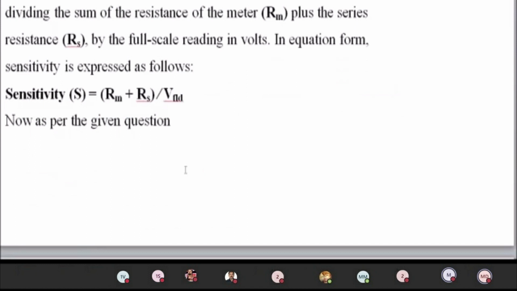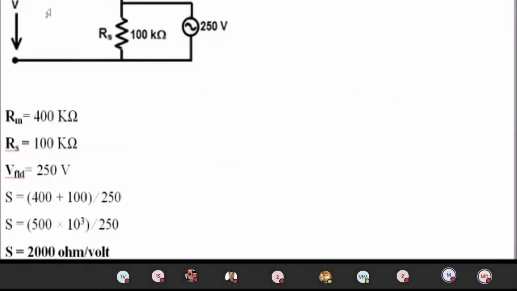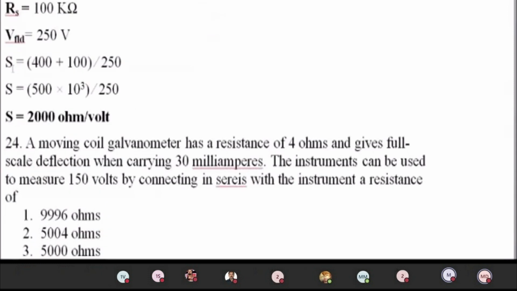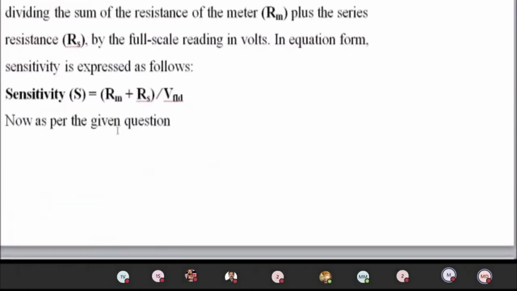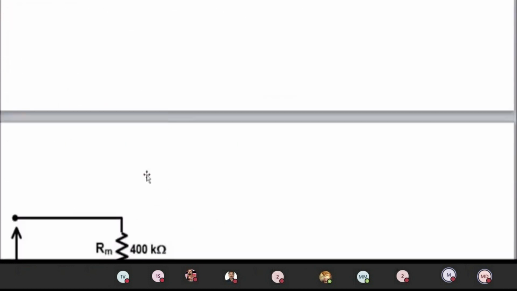All the 3 values are given. Just substitute in the formula. You need not go for this diagram at all. Already we know the formula, just substitute directly. This is equal to Rm plus Rs divided by full scale deflection voltage VFD. All the 3 values are given in the question. So substitute and find. The sensitivity is 2000 ohm per volt. So check the choices. The second one is the exact answer.